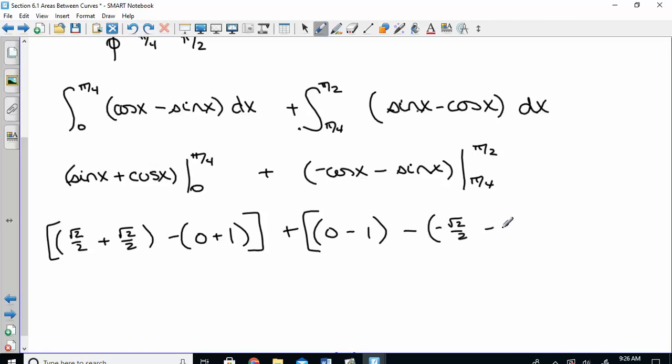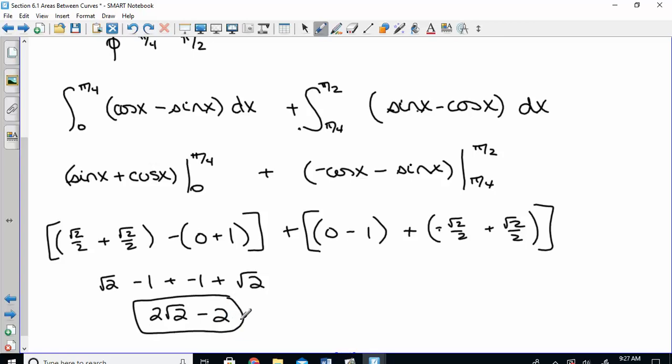Cosine of pi over 4 is radical 2 over 2. Sine pi over 4 is radical 2 over 2. So radical 2 over 2 plus radical 2 over 2 is just radical 2, minus 1, plus negative 1. If I distribute this negative, that's just a positive radical 2. So 1 radical 2 and 1 radical 2 is 2 radical 2. Negative 1 plus negative 1 is negative 2.